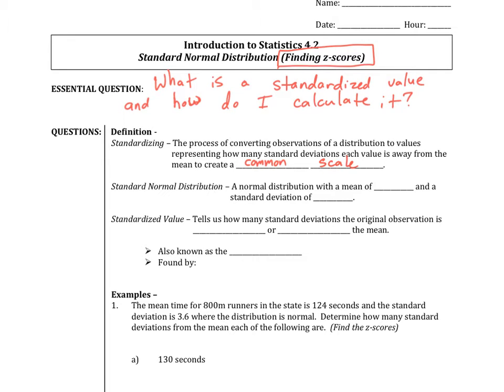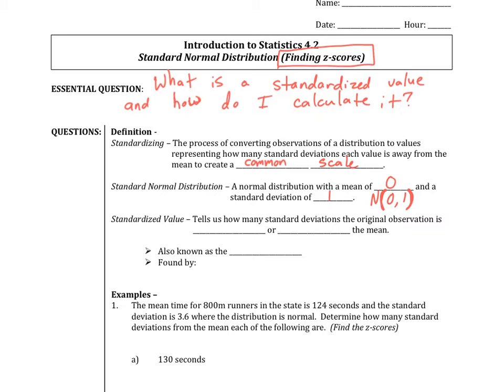The standard normal distribution is a normal distribution with a mean of 0 and a standard deviation of 1. How you'd write this is you put N(0, 1). The mean comes first in this ordered pair, if you will, and the standard deviation comes second.